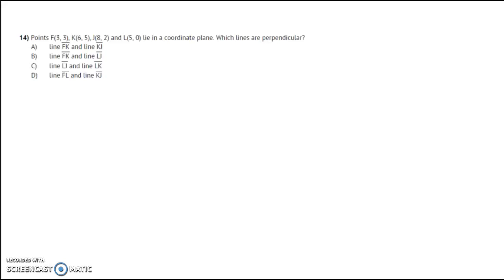So number 14 gives us 4 points. Point F, which is at 3, 3. Point K, which is at 6, 5. Point J, which is at 8, 2. And point L, which is at 5, 0. And they all lie in the coordinate plane.